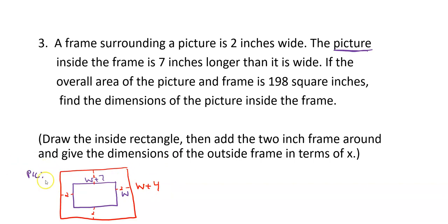Now look across the top. The purple piece is 7 inches. That's the inside of the picture. But now there's 2 inches to the right and 2 inches to the left. So 7 plus 2 plus 2 is 11. Those are the outside dimensions of my picture and the frame.